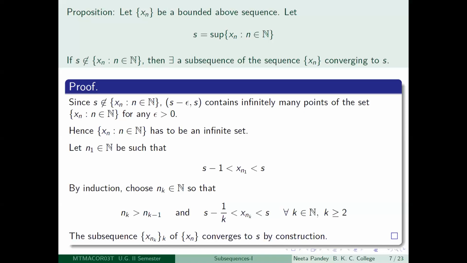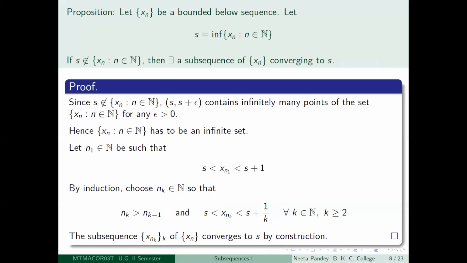Whatever you have proved for a bounded above sequence, the same result is true for a bounded below sequence also. Let us do it quickly. Suppose you have a bounded below sequence, and suppose little s is the infimum of xn. If little s is not a term of the sequence, then you will be able to get a subsequence of xn which converges to s. Let me first prove this, and then explain why this not being a term of the sequence becomes important.